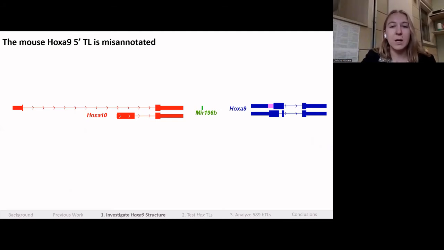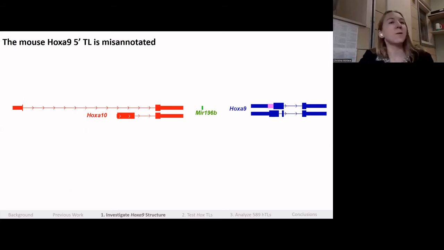So next we looked at IGV with some public data sets. So we found that the HOXA9 transcript leader was shockingly misannotated. So this here is the HOXA9 gene, and here we see HOXA10. So just to orient you, this would be the 5' transcript leader that was annotated for HOXA9, the putative IRES region, which is highlighted in pink, and then the 3' region.